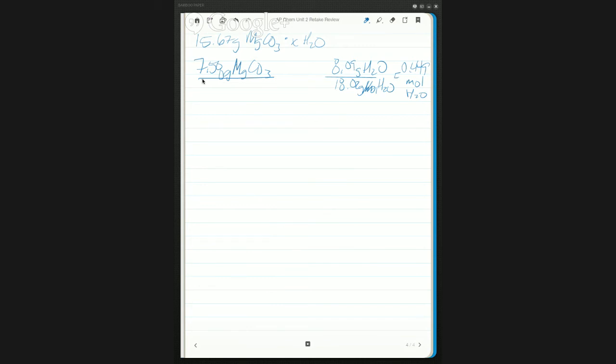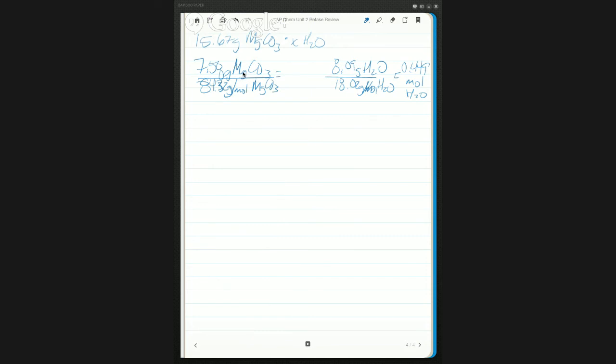24.31 plus 12.01 plus the 3 O's is 48. And if I did this right, I end up with 84.32. So 84.32 grams per mole of magnesium carbonate.